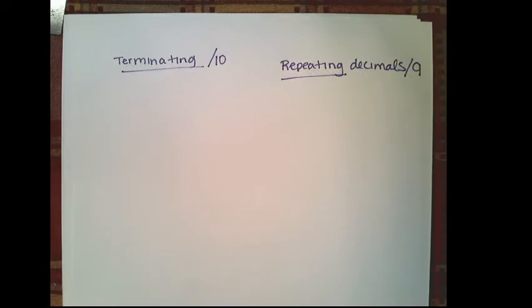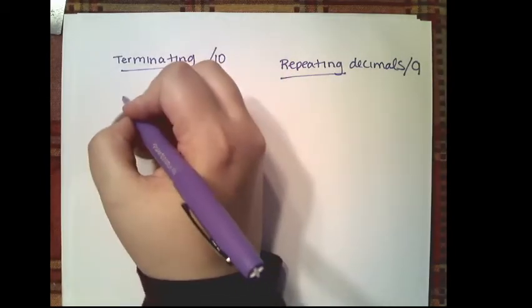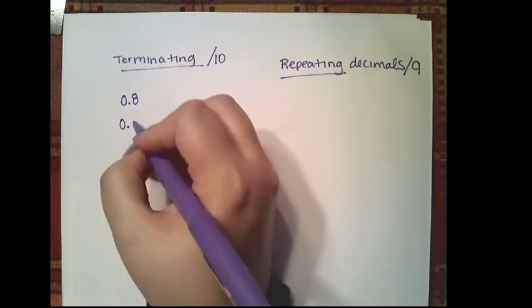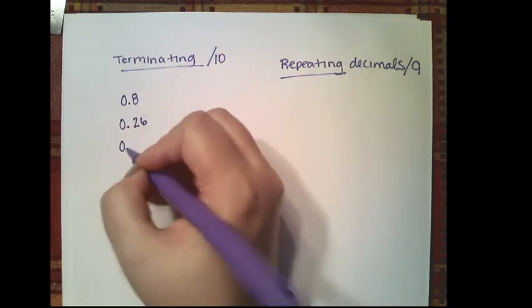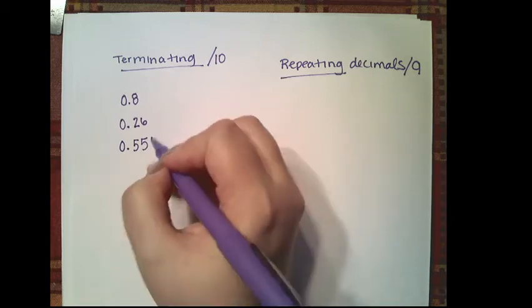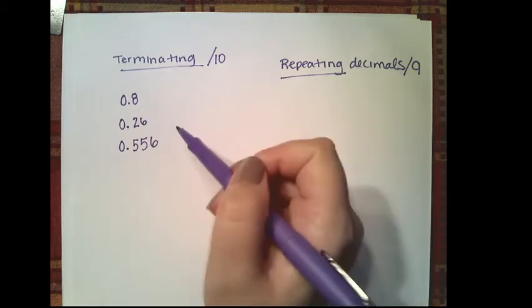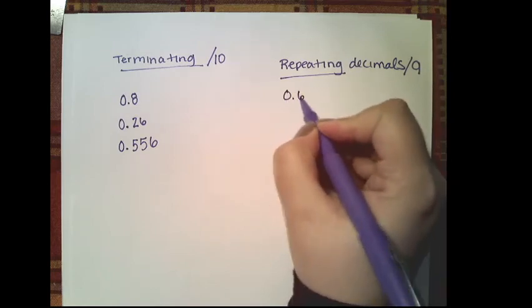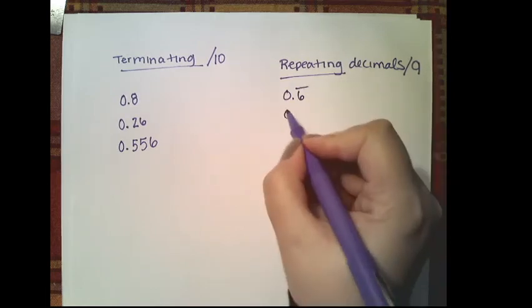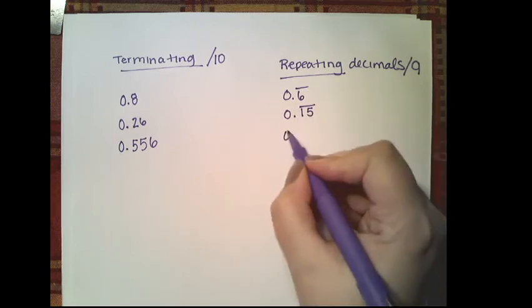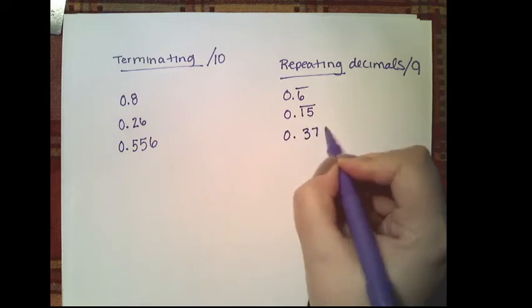So terminating decimals are those numbers like 0.8, 0.26, 0.556, things like this. Repeating decimals are the 0.6 repeating, 0.15 repeating, 0.375 repeating.